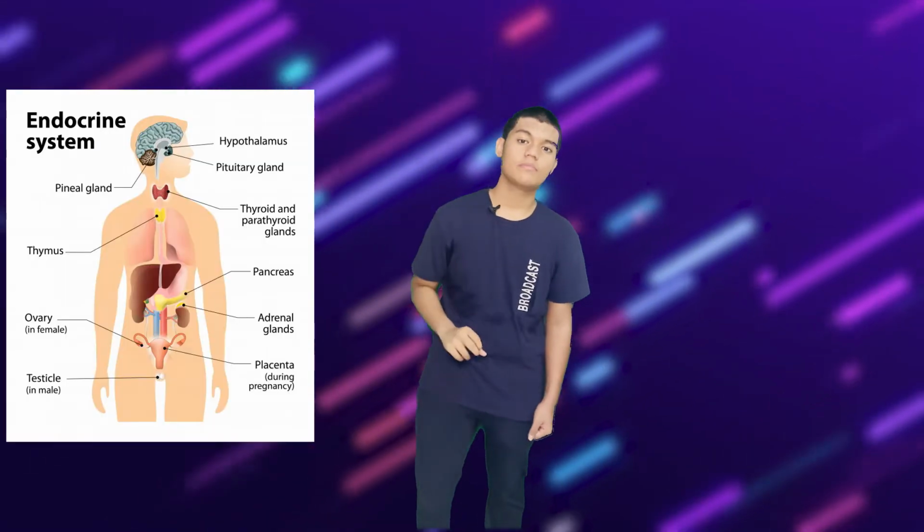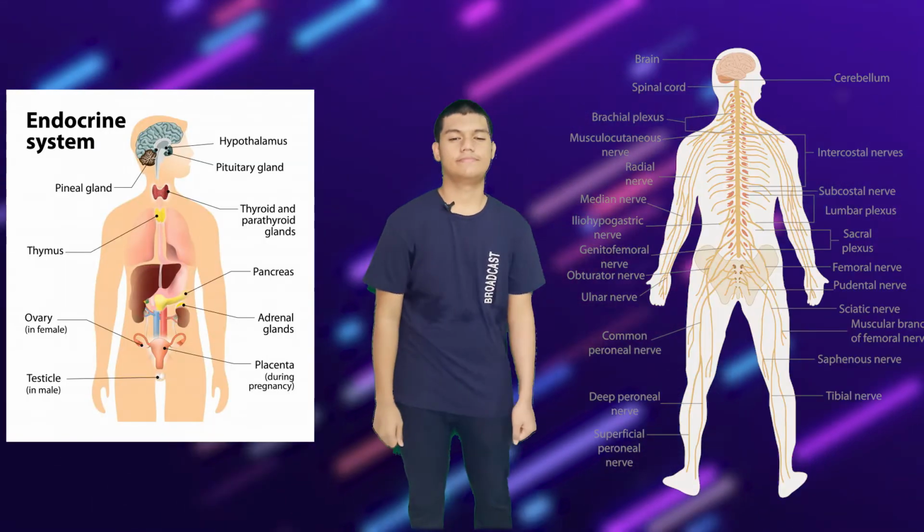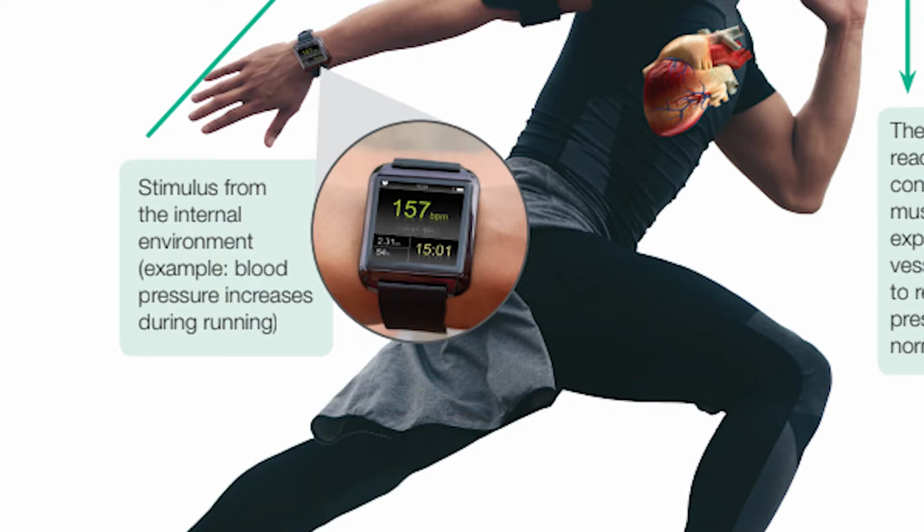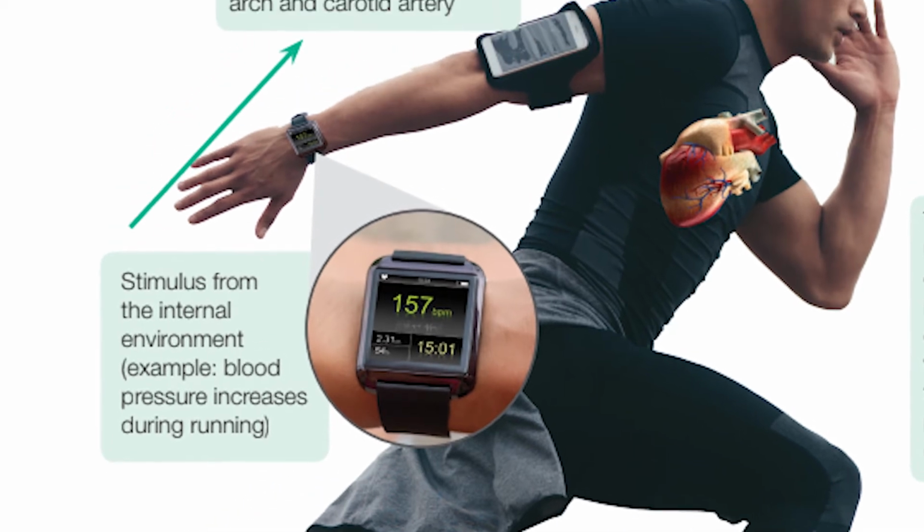Coordination and response is controlled by two systems, that is the endocrine system and the nervous system. Now I will show you an example situation of an internal stimulus response. Let's say there's a runner running for about 30 minutes, then his blood pressure will increase. That will make his blood pressure a stimulus from the internal environment.